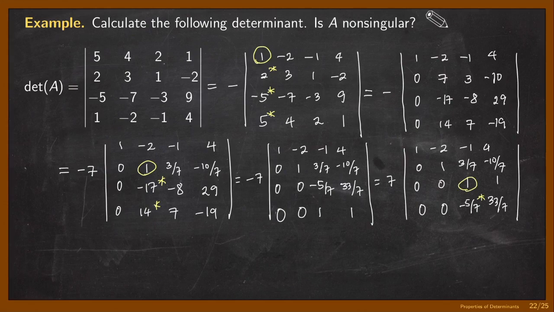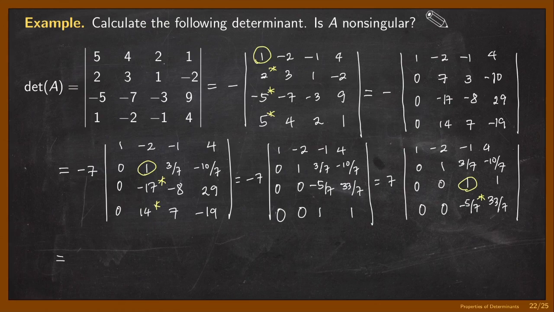So what are you going to do? Well, what do we perform? Okay. We just perform a type 3 operation. We replace the fourth row by the sum of the fourth row plus 5 over 7 times the third row.